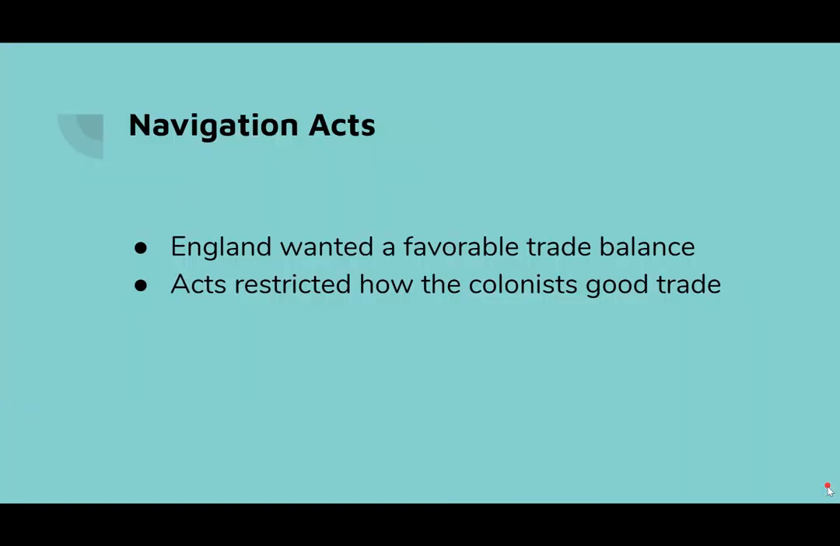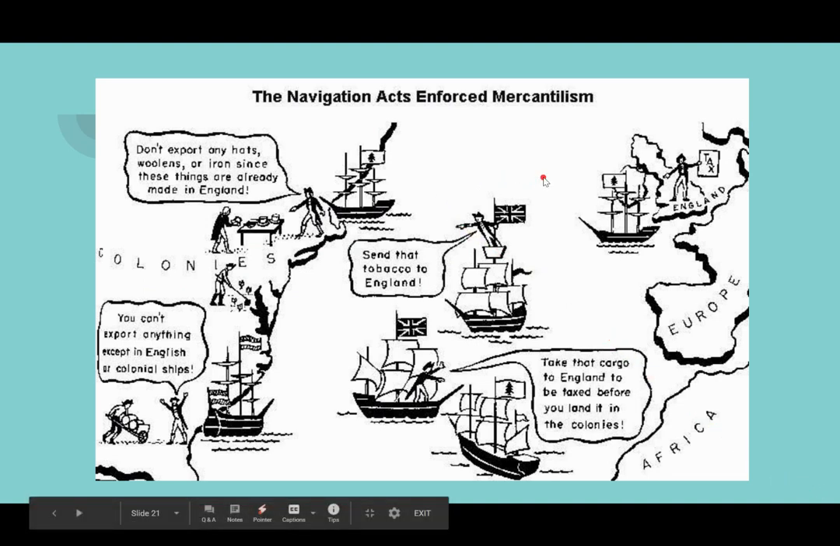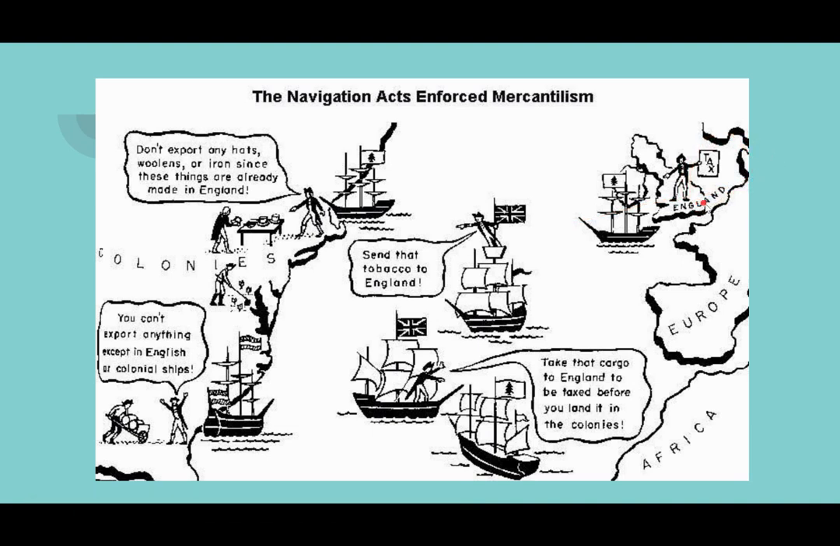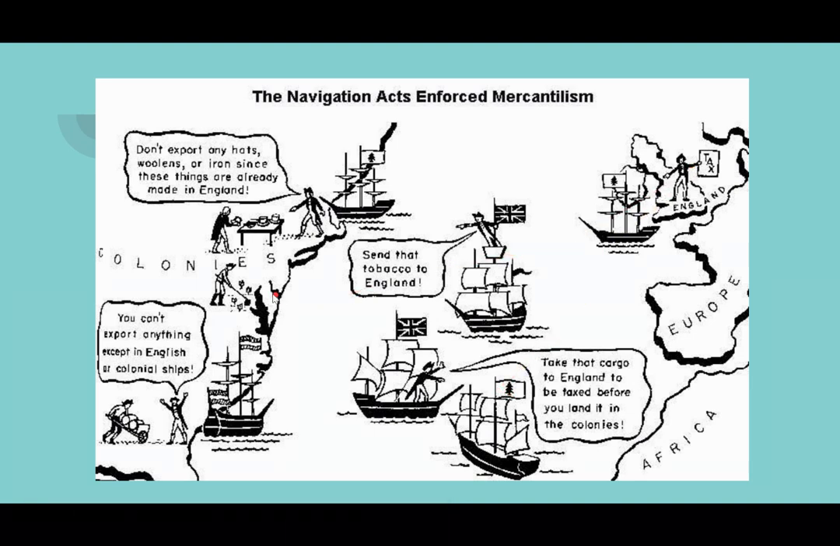So the Navigation Act that I mentioned earlier, because England wanted a favorable trade balance, they passed these acts to restrict how the colonists could trade. The colonists can only trade with England. So if we look, this is how the Navigation Acts enforce mercantilism. Everything goes to England to be taxed first. So anything that's coming from their other colonies, it's got to be sent to England to be taxed. Anything coming from the American colonies, send the tobacco to England to be taxed before it gets sent to other parts of Europe. Everything has to be sent in colonial ships. And so the Navigation Acts are enforcing mercantilism so that England is collecting taxes and making more money.